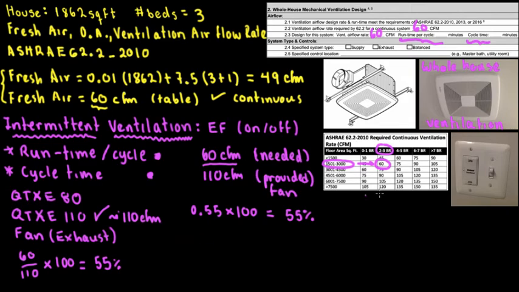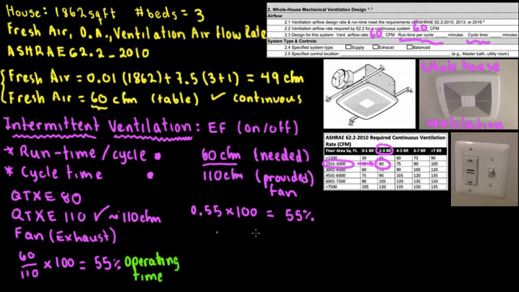And what is that called? We're going to put that in, say, green. That is the operation time, or operating time. What does that mean? That means that the fan has to be running 55% of the time. So in an hour, how much is it going to be running?